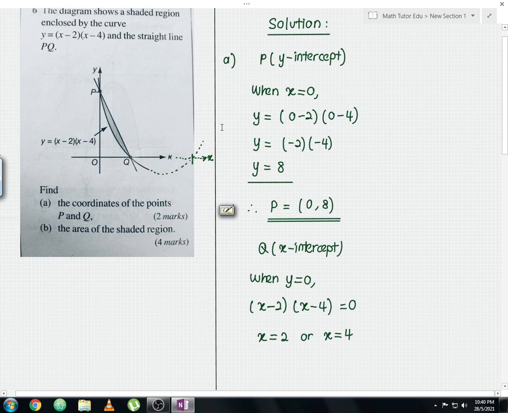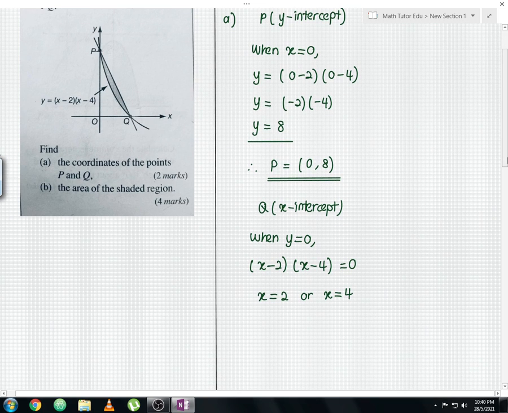Okay, let me erase this. So from here you should know that your coordinate Q is equal to (2, 0). Okay, let me underline the second solution.